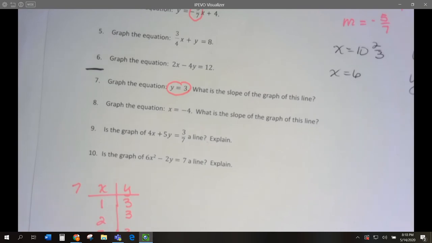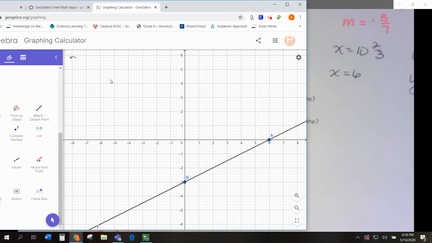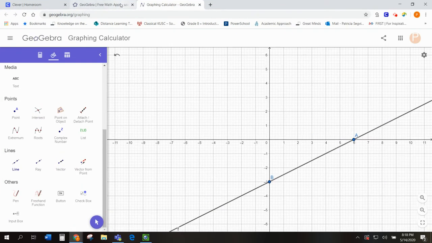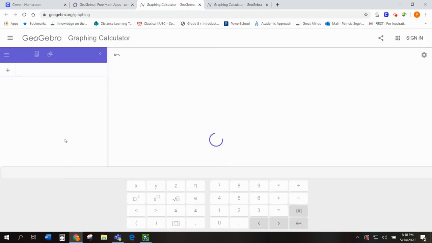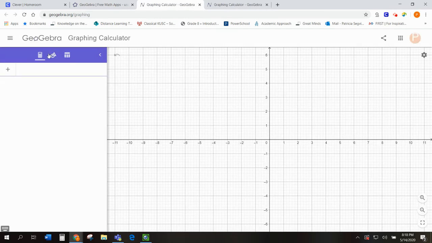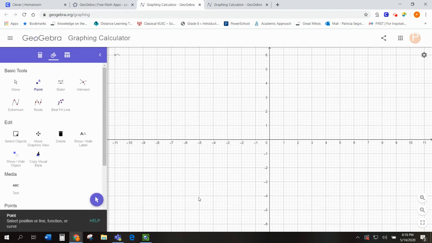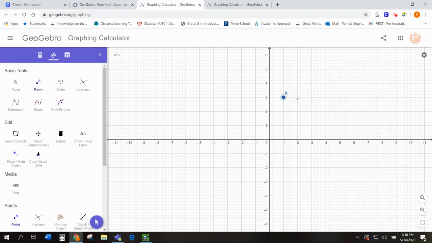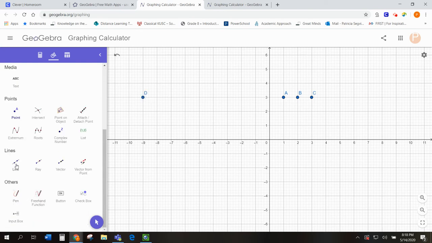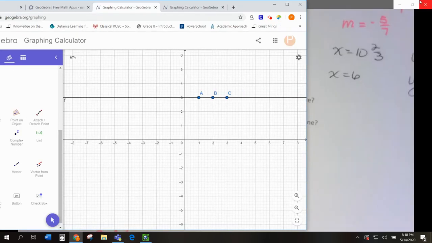So let's come back to our graph and get a new one. We said when x is 1, y is 3. When x is 2, y is 3. When x is 3, y is 3. No matter what we choose for x, y is going to be 3. So we're actually going to get a horizontal line. And what is the slope of this horizontal line?